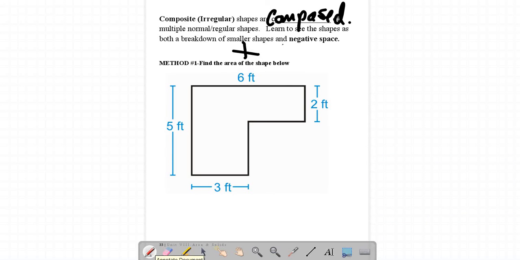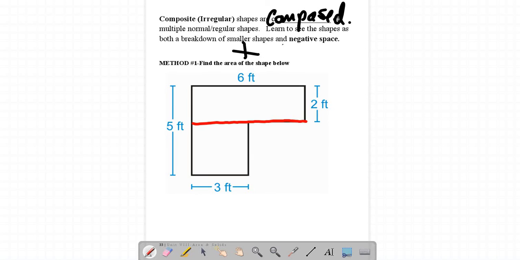So this shape right here we're going to add. We could either go vertically or we can go horizontally. It doesn't matter. You could either slice it like that, right? Or you can slice it like this. I'm going to go horizontally.